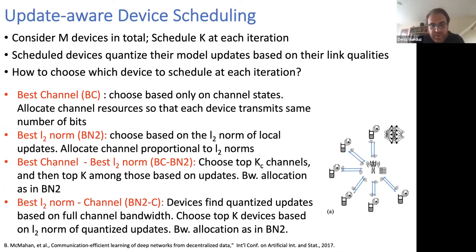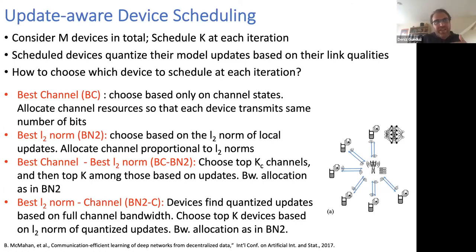And then the last scheme is the best L2 norm channel. So the idea is that in the previous schemes, once we decide on whom to schedule, we still need to allocate the resources, right? Because I have only a certain amount of channel resources, now we allocate them such that each user can transmit the same amount of information. And once they know how much they can transmit, then they still have to compress their local models to that level so that they can upload.